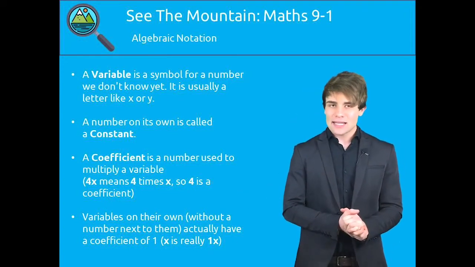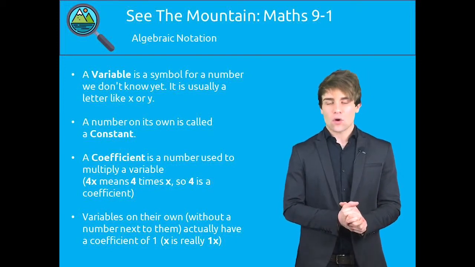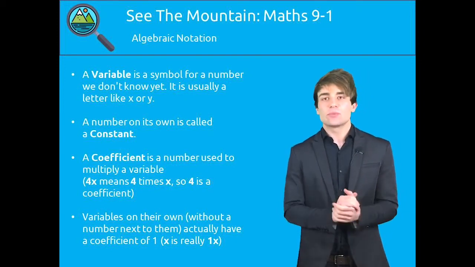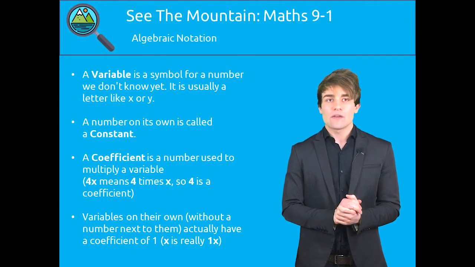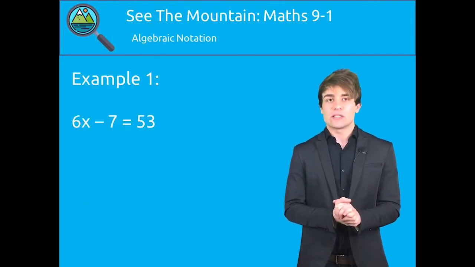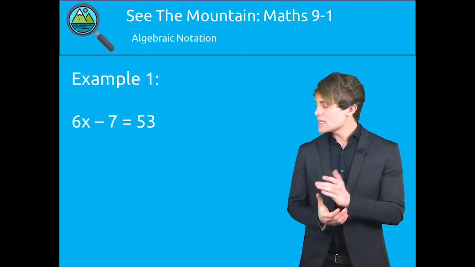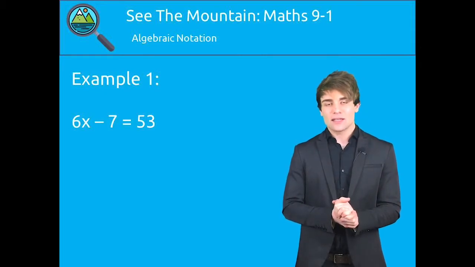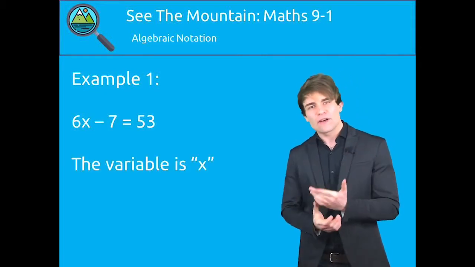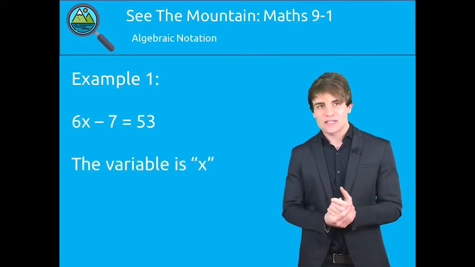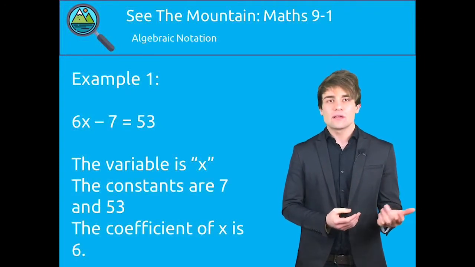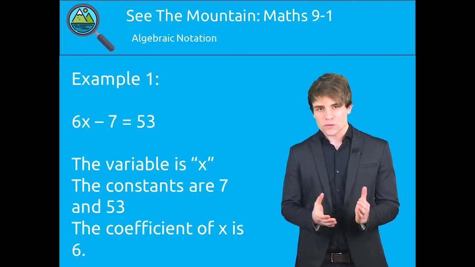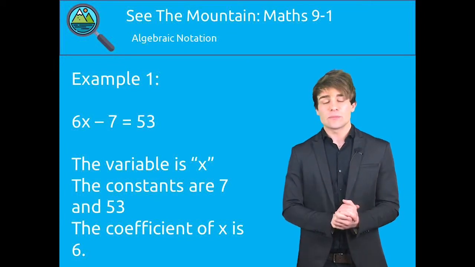Finally, our last definition is the constant. A constant is simply a number in an equation. So if I had an equation, for example, the one you're about to see to my right now, 6x minus 7 equals 53, our variable is x, our coefficient is 6, and the 7 and the 53 are both our constants in this equation because these are simply numbers.